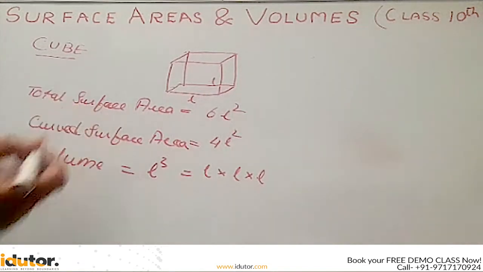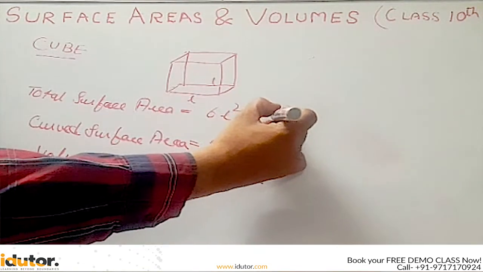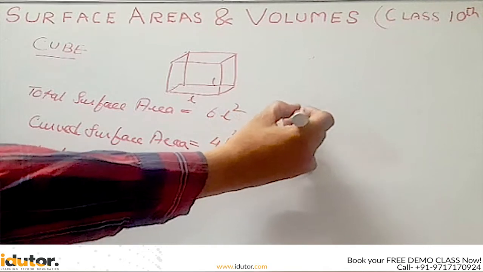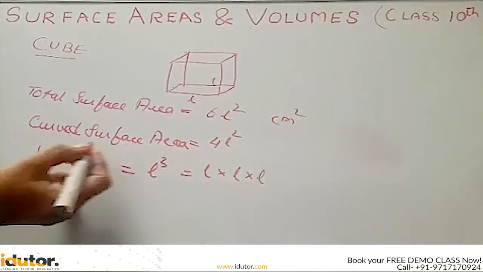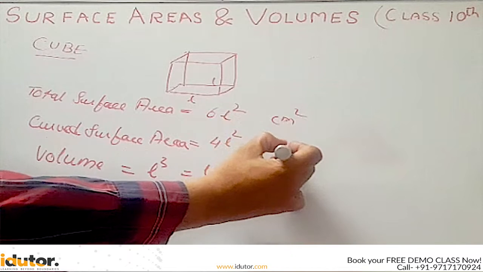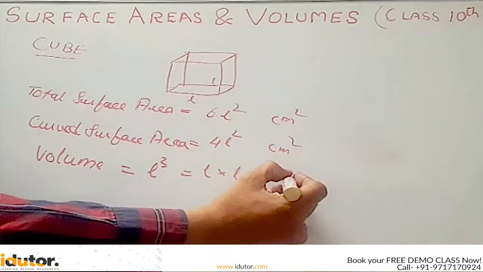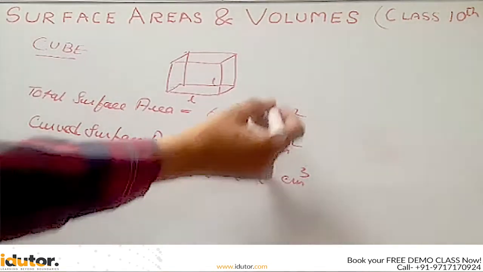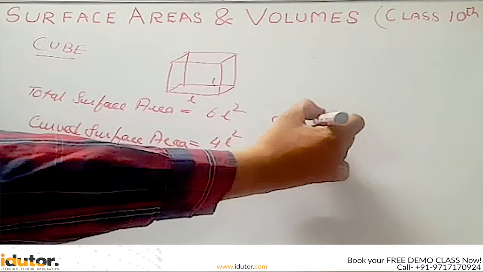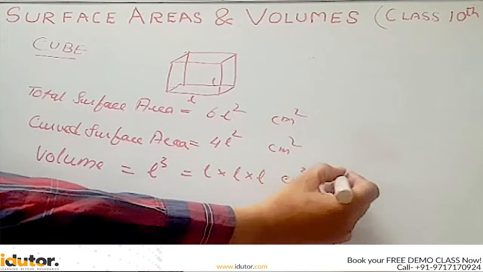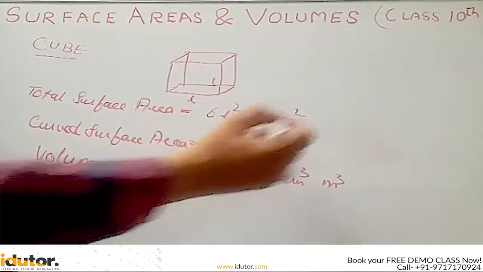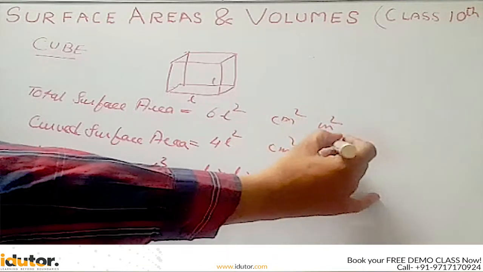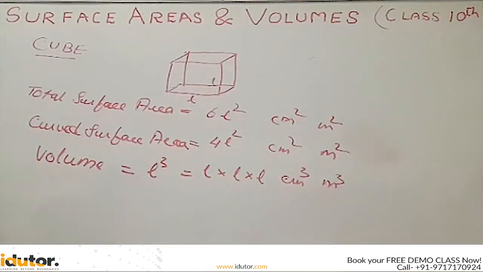Now the total surface area can be in centimeter square. Curved surface area can also be in centimeter square, and the volume will be in centimeter cube. So these are the units. The units can be in meter cube also in the case of volume. In the case of the areas, we can have meter square like that. This is the cube.